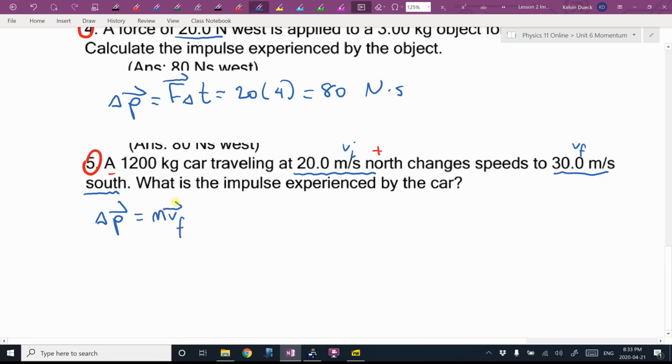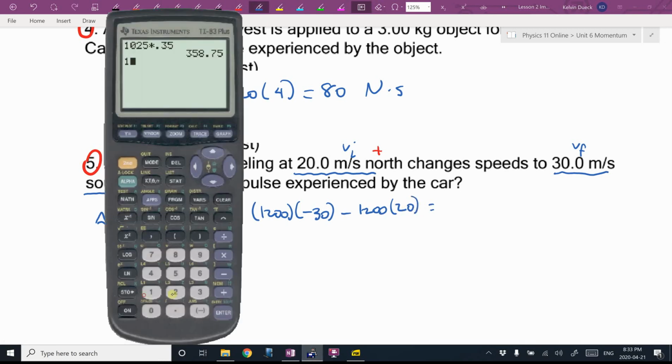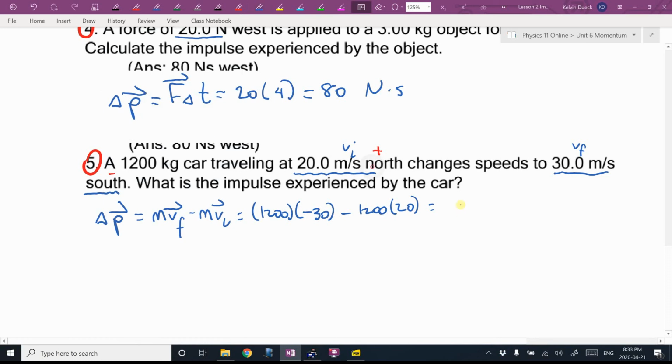So it's going to look like this. M V final minus M V initial. The mass is 1200. The final velocity is negative 30, minus the mass is 1200. The initial velocity is positive 20. You don't need to put the positive there, but think it to yourself just so that you catch it. So I get 1200 times negative 30 minus 1200 times 20, and I get negative 60,000.